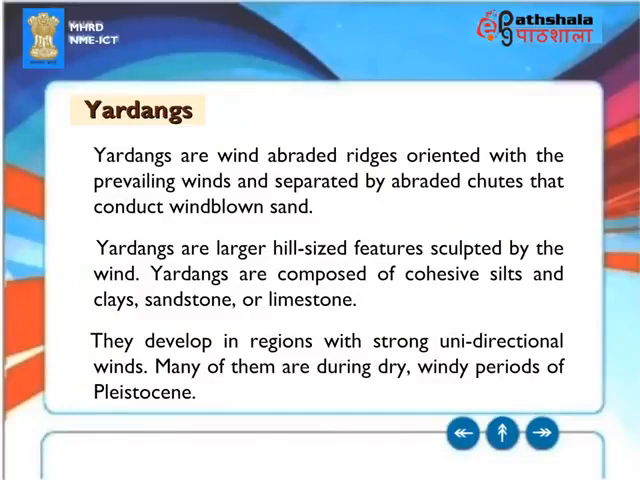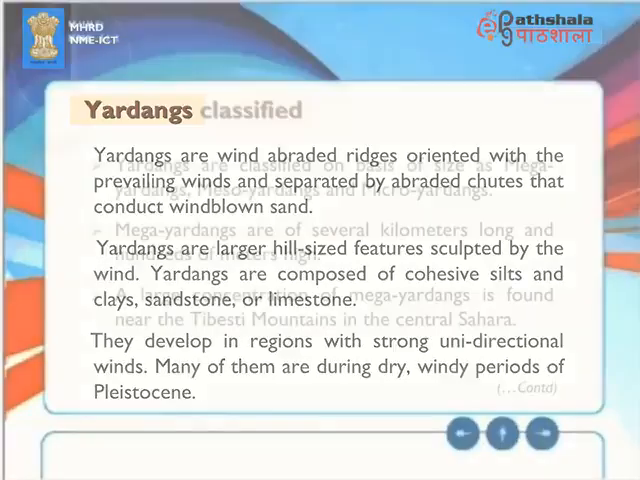Yardangs. Yardangs are wind-abraded ridges oriented with the prevailing winds and separated by abraded chutes that conduct wind-blown sand. Yardangs are larger hill-sized features sculpted by the wind. Yardangs are composed of cohesive silts and clays, sandstone or limestone. They develop in regions with strong unidirectional winds. Many of them formed during dry, windy periods of the Pleistocene.